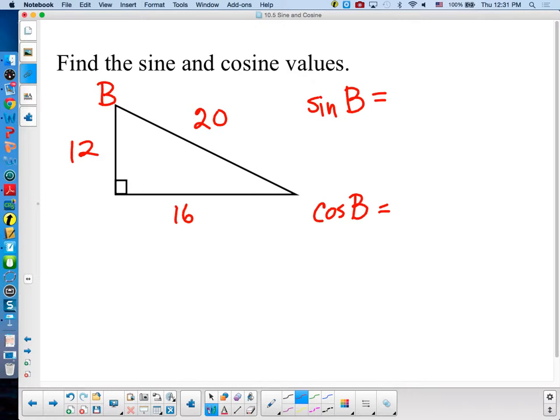Okay. Sine would have been 16 over 20, 8 over 10, 4 over 5, and the decimal was 0.8. Cosine was 12 over 20, or 6 over 10, or 3 over 5, 0.6. Any question on those?